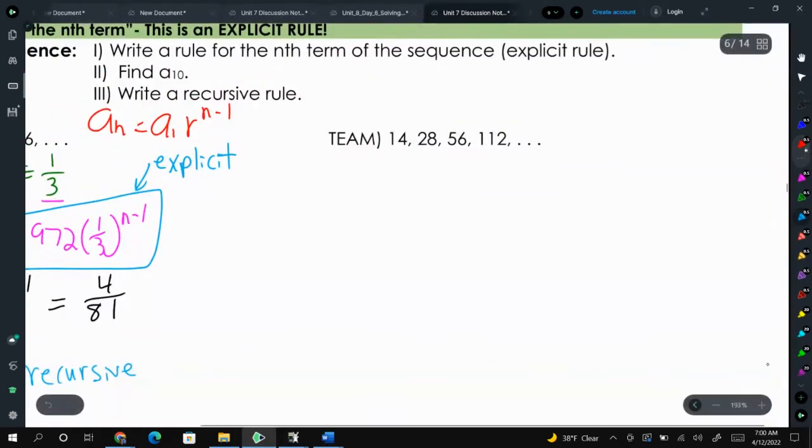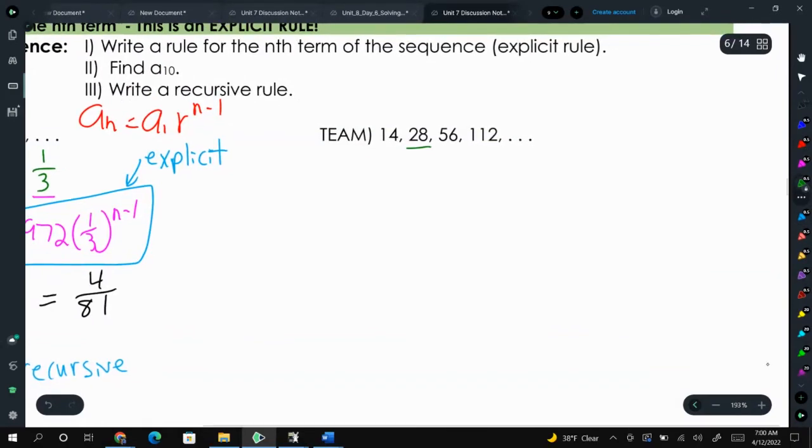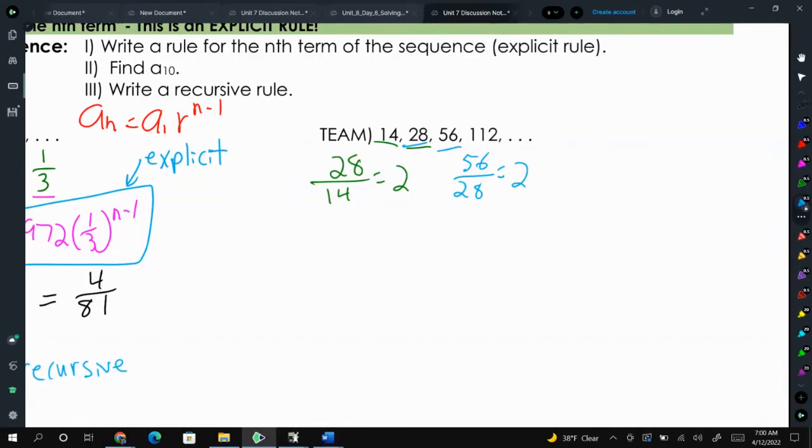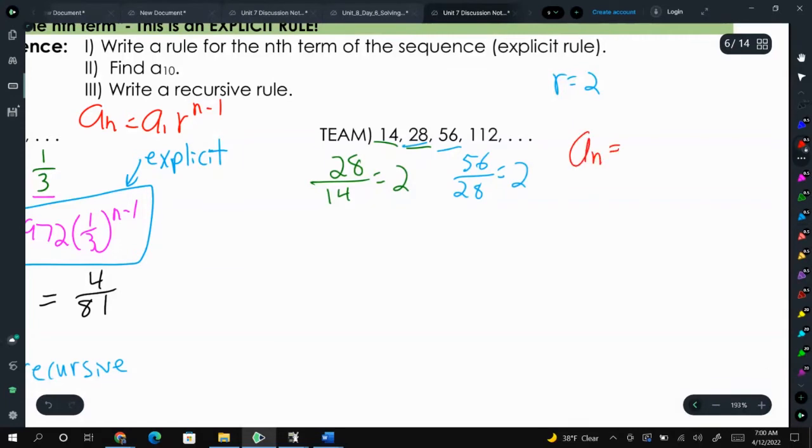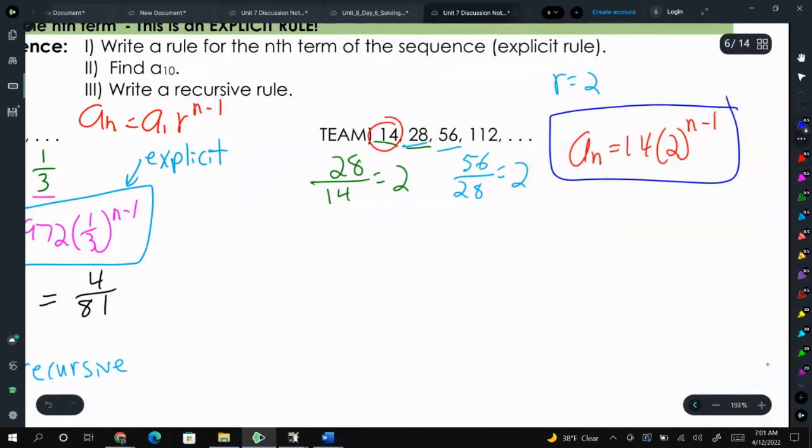Right now over here for this one, if you can see what the common ratio is without doing this step, that's fine. I think we can see here that we are just multiplying by 2 each time. So r is 2. That means my explicit formula is going to be a sub 1, which is 14, times 2 raised to the n minus 1 power. This is explicit.